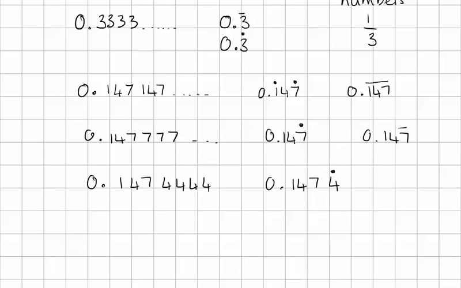So you only put a notation over the recurring bit. What about if it was 0.147 and the 47 was recurring, 0.14747 like that? What do you reckon? 0.147 and then dot dot, or 147 and a line over the 4 and the 7. Being careful that the 1 is not included if you do it with the line way.